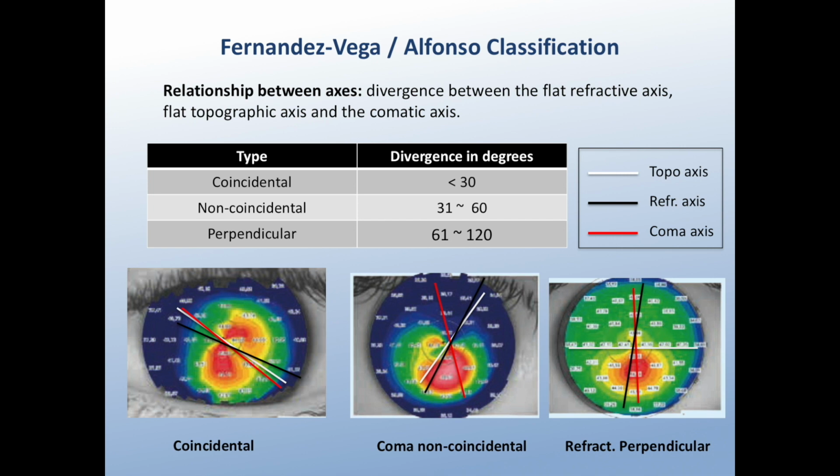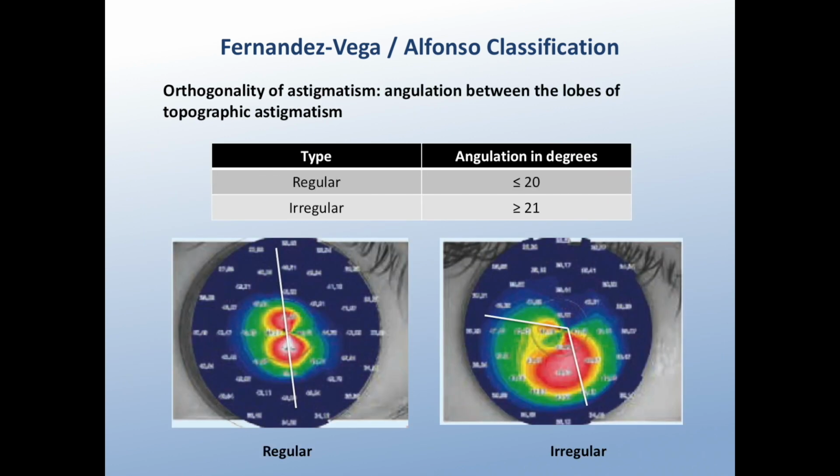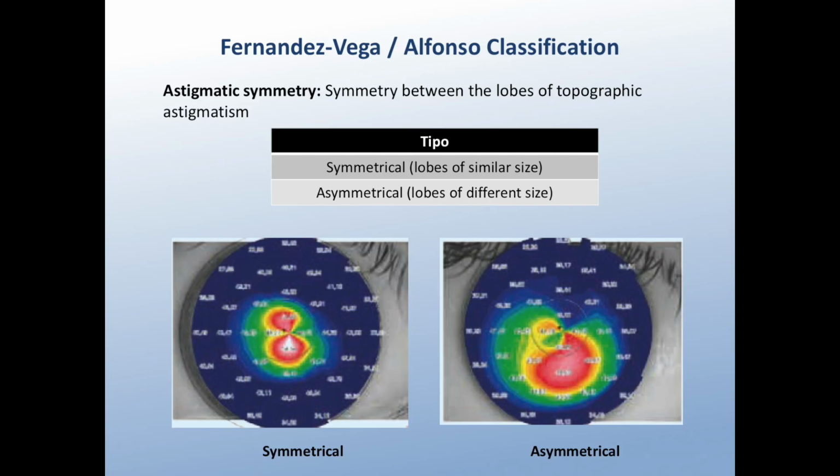We also have the orthogonality of the astigmatism, which means we measure the angles between the lobes of the topographic astigmatism, so we can have a regular shape if the angle is below 20 degrees or an irregular one if the angle among the lobes exceeds 20 degrees. Another very important parameter to verify is the symmetry between the lobes of the topographic astigmatism. When the lobes have similar shapes, we speak of symmetry, whereas they are asymmetrical when the lobes are different in size.